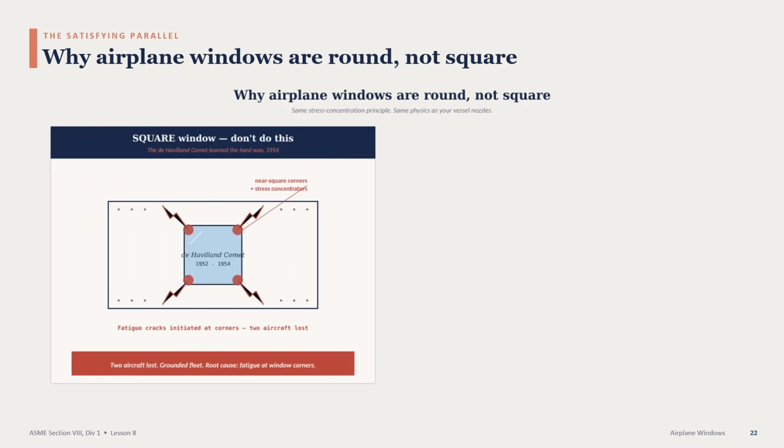This is a de Havilland Comet, 1952, world's first commercial jet airliner. Beautiful aircraft. It had roughly square windows, near square, with only a small radius at the corners, which looked elegant and matched the aircraft's clean lines. You already know what's coming.